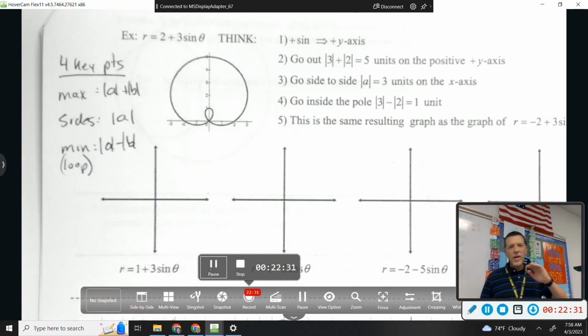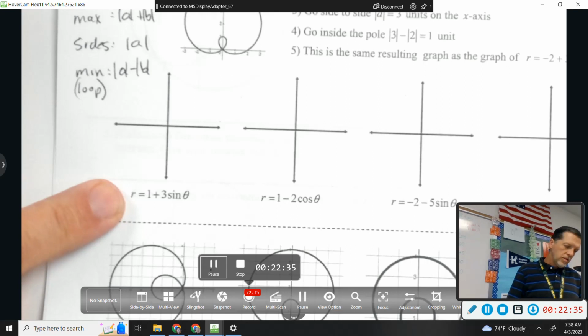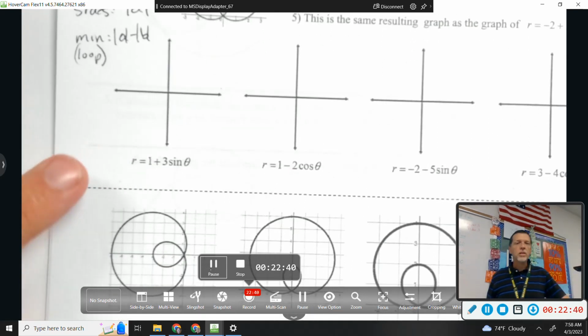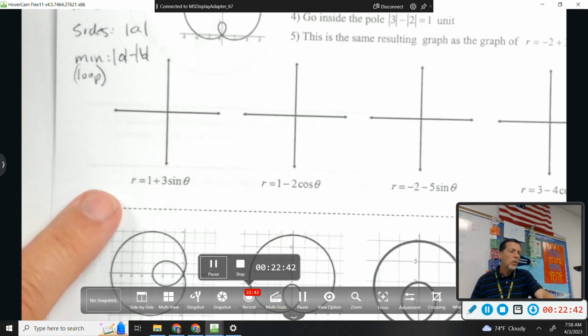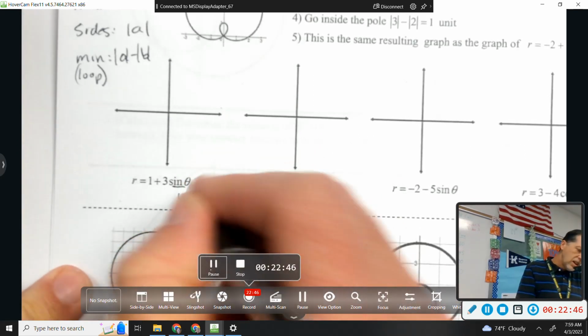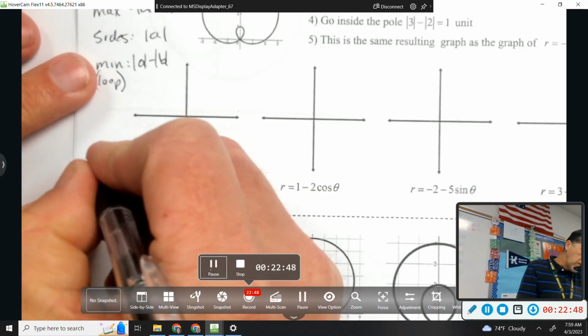So it's still max, sides, min. So first one. What's our orientation on this first one? Which way is it sort of pointing? Up, down, left, or right? Up, because of sine. And then let's work through our key points here.